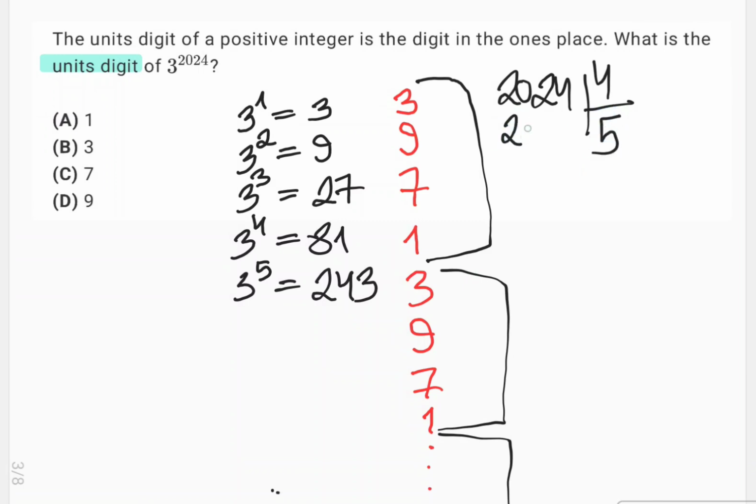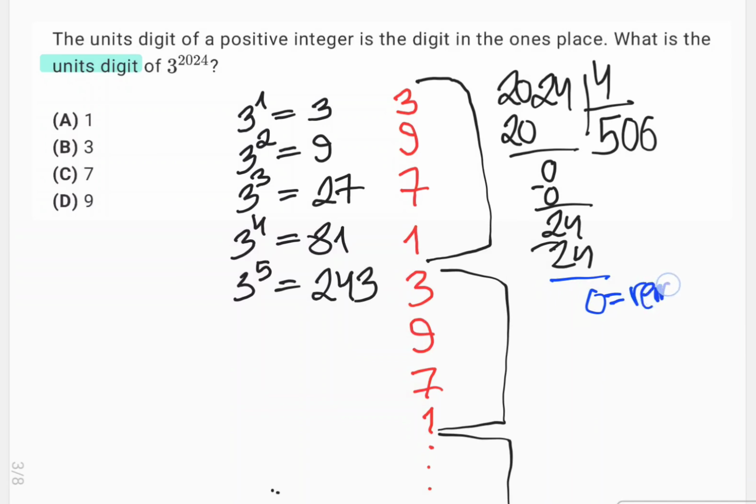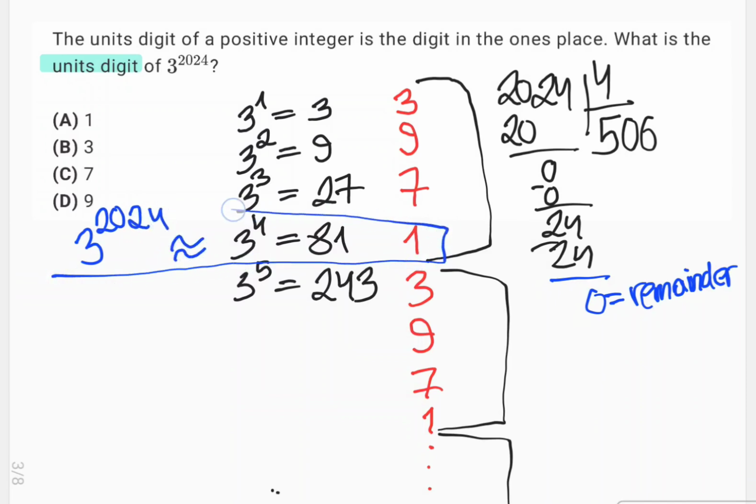2024 falls in the cycle by dividing the exponent 2024 by 4, which is 506, with remainder 0. Because the remainder is 0, this means that 3 to the power of 2024 is at the same point in the cycle as 3 to the power of 4, which has a units digit of 1. So the units digit of 3 to the power of 2024 is 1.